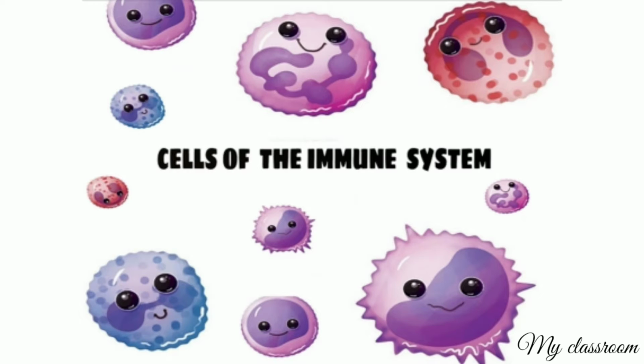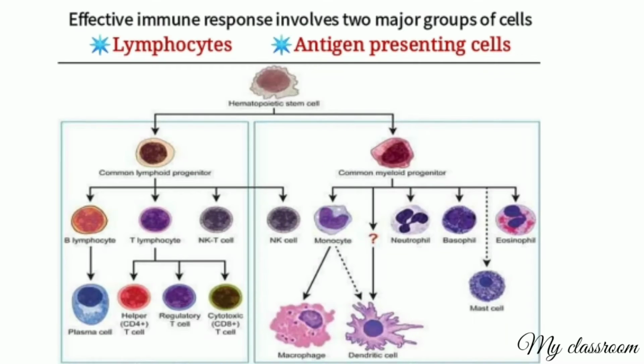Today we are discussing the cells of the immune system. We know that mainly the WBCs, that is white blood cells, are involved in the immune response. An effective immune response involves two major groups of cells, that is lymphocytes and antigen presenting cells.